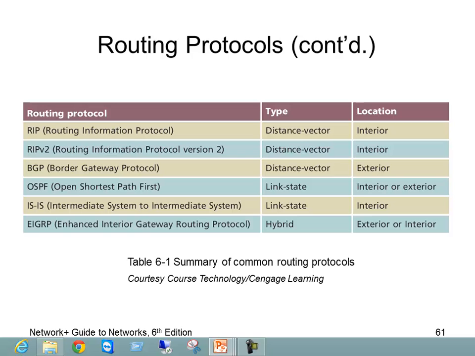So this is a good little table, and I would take some time and kind of memorize this table. Make sure you know the types of protocols and their locations. You might get a question on the exam that says something like, of these 4 protocols, which 3 are distance vector? So make sure you kind of know that part. Right, in this case that would be the answer: RIP, RIP2, and BGP.